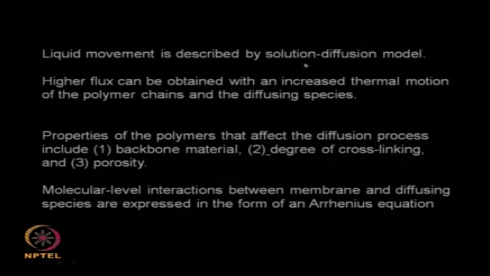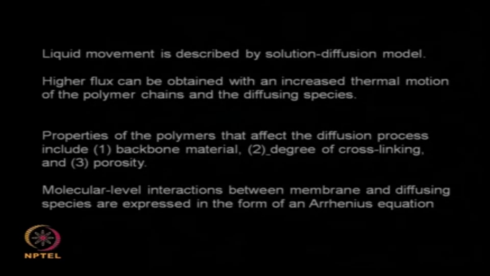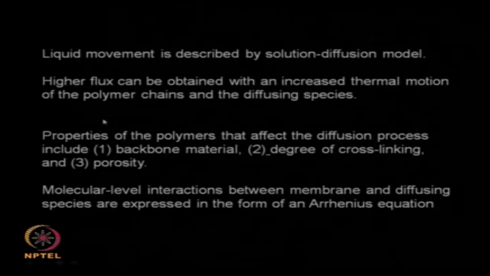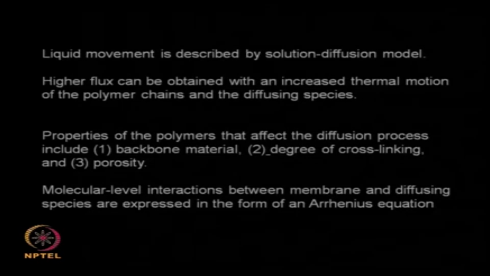So the liquid movement here is by the solution diffusion model. Higher flux or higher movement of the solute can be obtained with an increased thermal motion of the polymer chain and the diffusing species. So if the diffusion coefficient of the diffusing species is high, it can travel faster through the membrane. And if the polymer of which the membrane is made has better mobility, then the diffusion of the solute is also going to be very good.